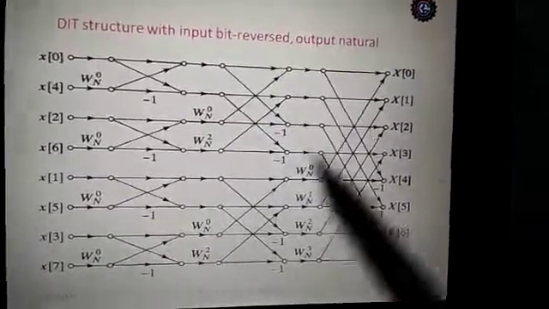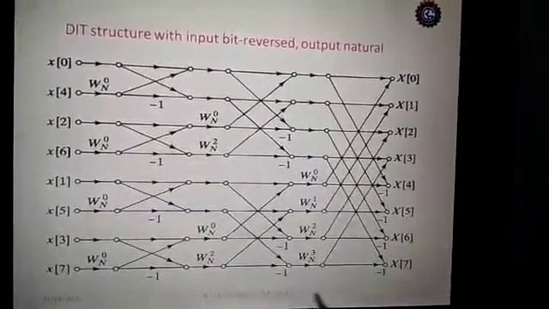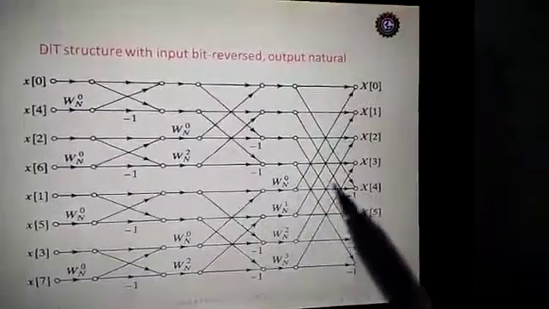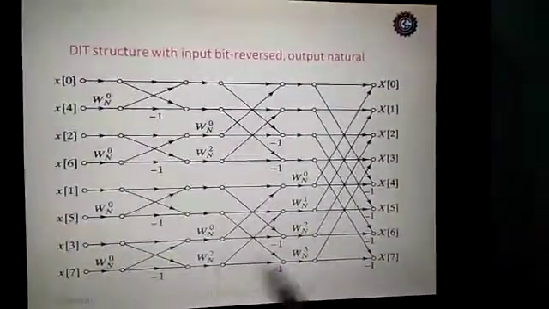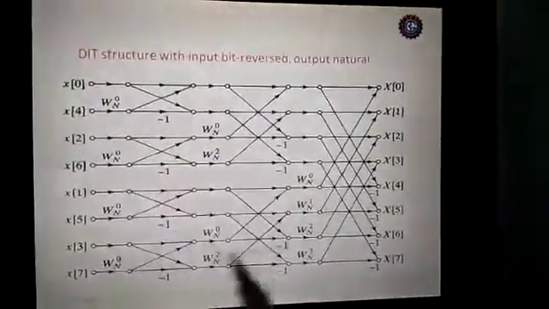Let us say A1, A2, A3, A4 you can mark here. B1, B2, B3, B4 you can mark here, and simply multiply the twiddle factor and minus sign and get the output. This is called the flow diagram, and this is the DIT structure.